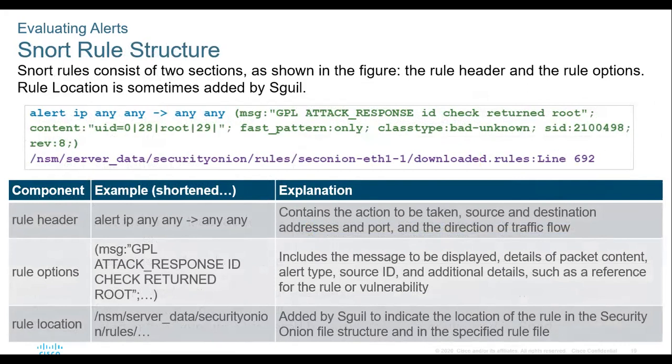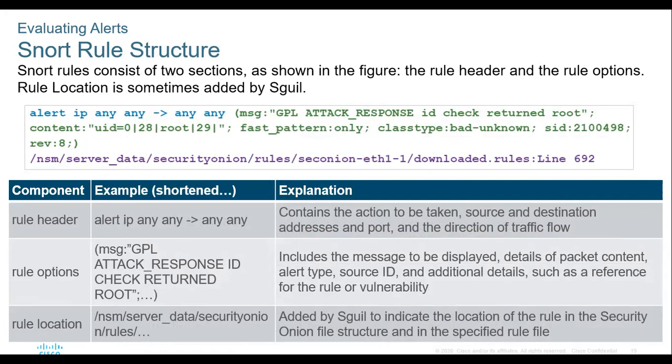So the next one, we want to look at the Snort rule structure, how the structure is. So let's start. A Snort rule consists of two sections as shown in the figure, the rule header and the rule options. The rule location is sometimes added by Sguil. So what do you have? You can see alert IP any any, hyphen, greater sign, any any, then the message, and so on.